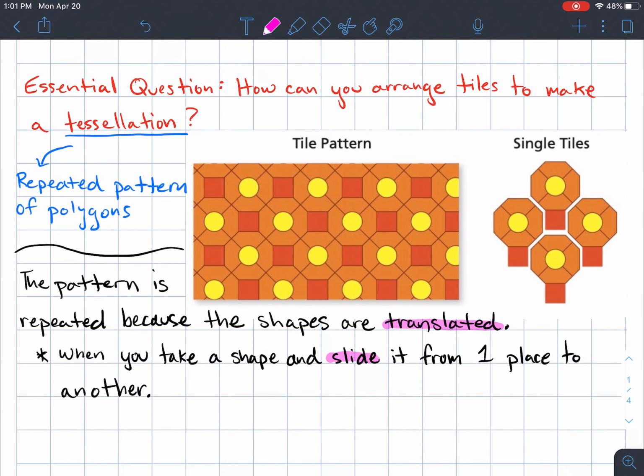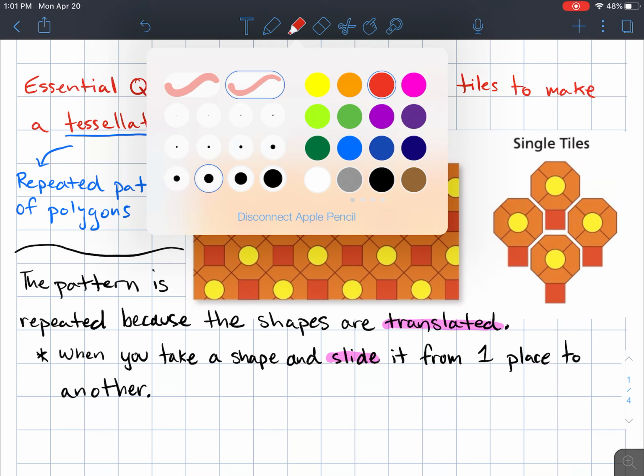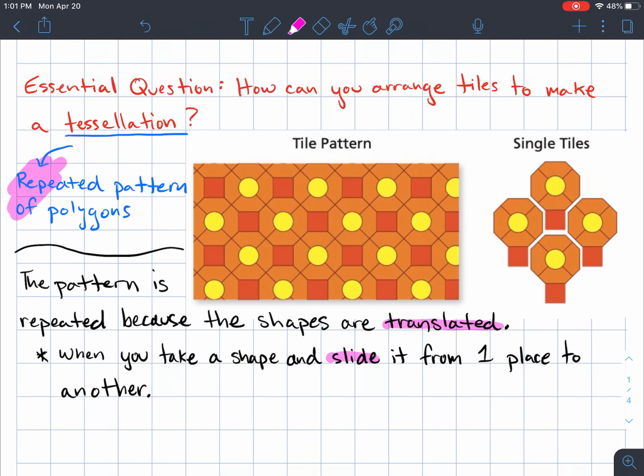The essential question: how can you arrange tiles to make a tessellation? Tessellation is just a fancy math word for a repeated pattern of polygons. All that word means is that you are repeating some type of pattern for a given polygon. And if you look at the tile pattern, it looks like some old school 1970s linoleum kitchen floor.